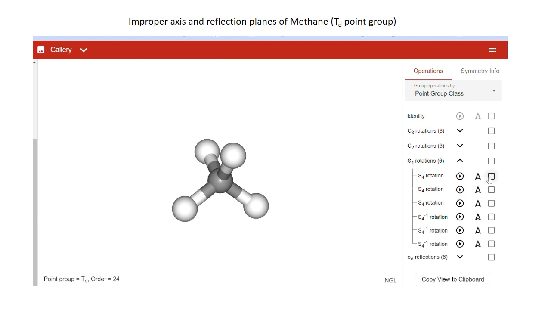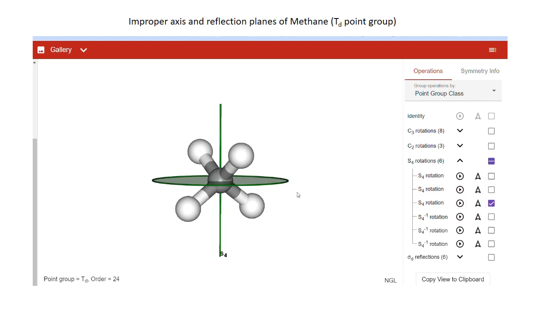So here I am choosing this axis. Along with that, a plane is also shown, because without this plane it cannot work. That is why the axis and the perpendicular plane are given. Now let us first perform a 90-degree rotation about this axis, followed by reflection about this green plane.